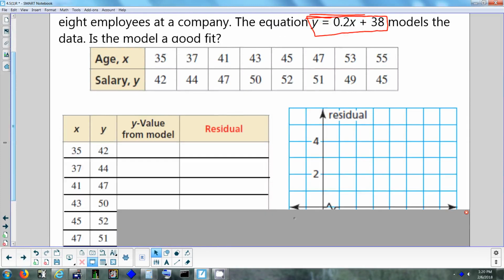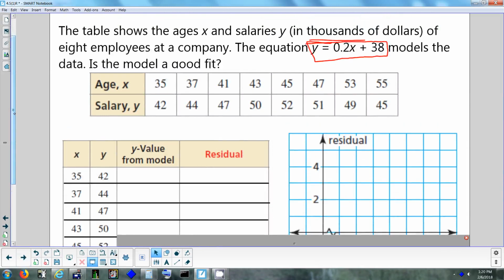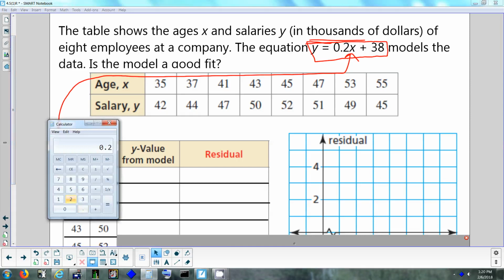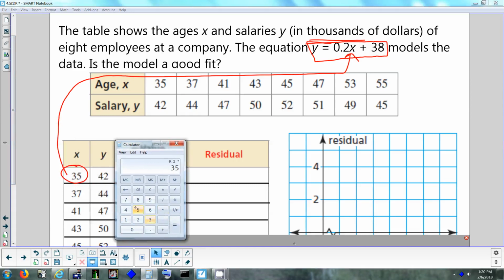How do I get the y value from my model? What do I have to do? You have to plug in the x. Where do you plug it in? X. Right there. Because it's a decimal, I'm going to use a calculator because that's going to be hard to do. What do I type into my calculator? 0.2 times what's the number? 35. These numbers are kind of big. Equals, plus 38. And then plus 38. And where does 45 go?